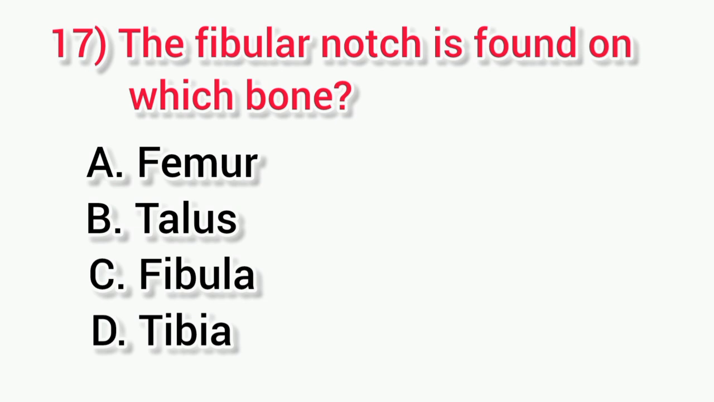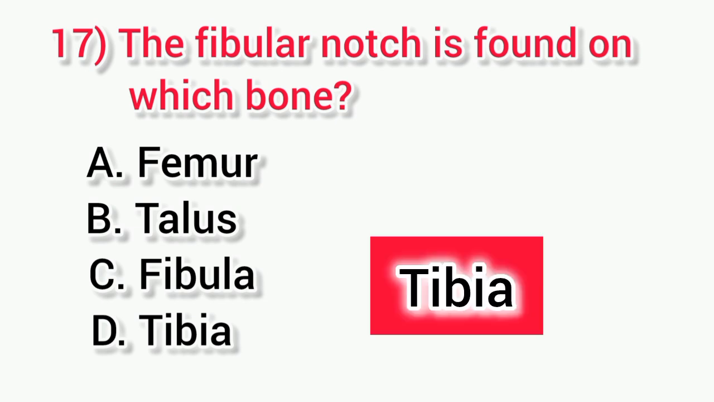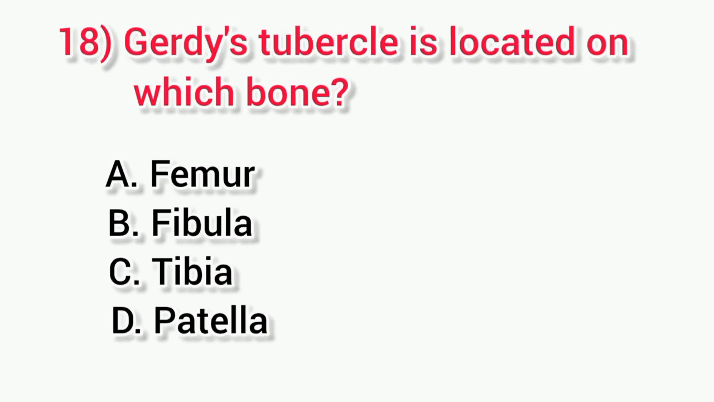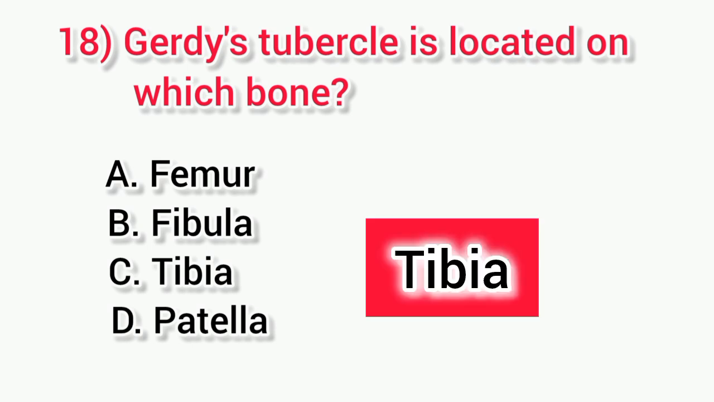The fibular notch is found on which bone? The right one is option number D, tibia. Gerdy's tubercle is located on which bone? The right answer is option number C, tibia.